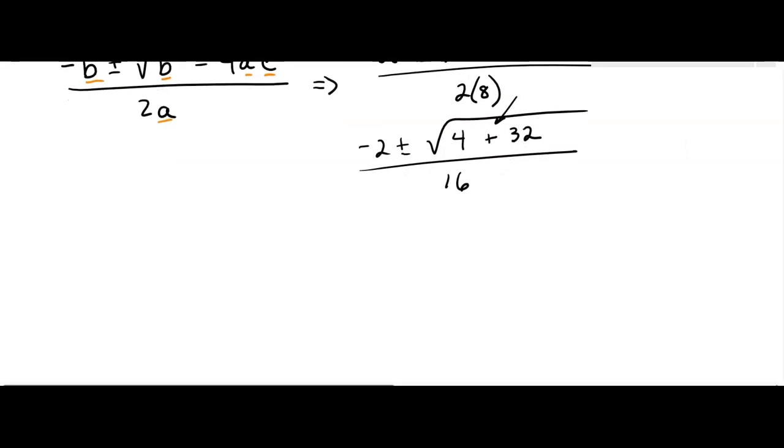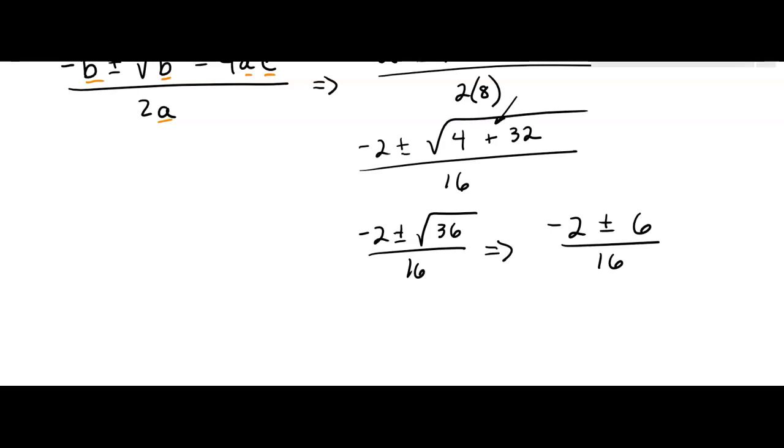Okay, so now we have -2 plus or minus the square root of 4 and 32, which is 36, over 16. Now here's the thing with the simplifying. You're probably okay with those steps. Sometimes you're done right here, but if you can simplify more, then you have to simplify more. Well, we know the square root of 36. So I have -2 plus or minus 6 over 16.